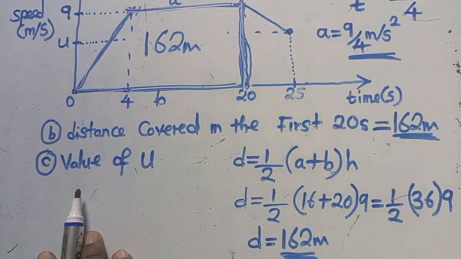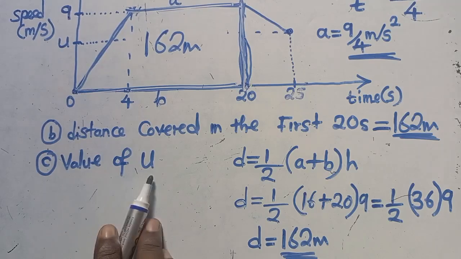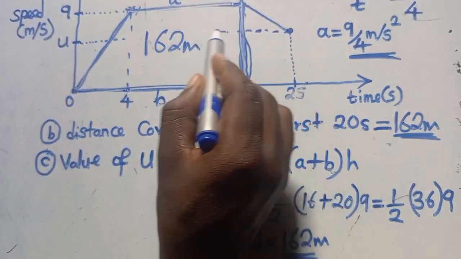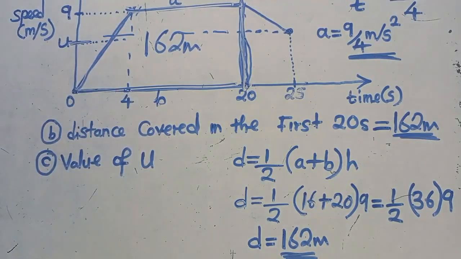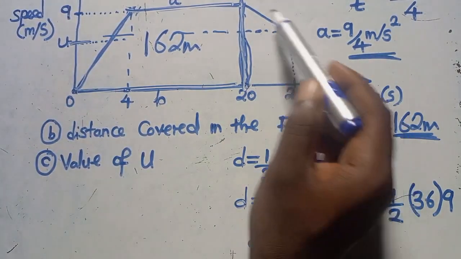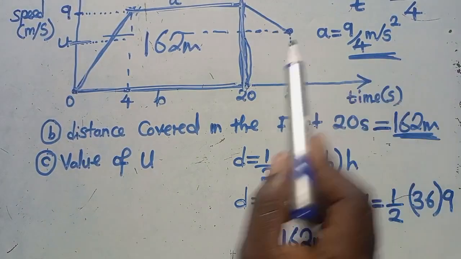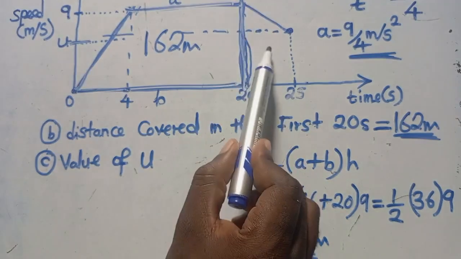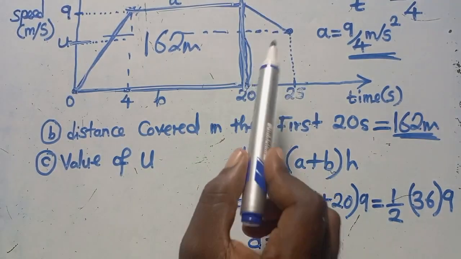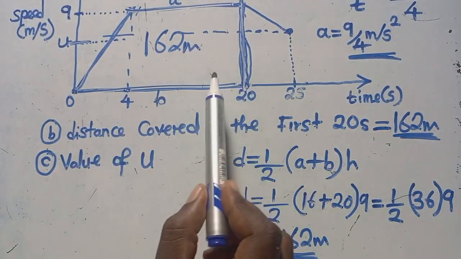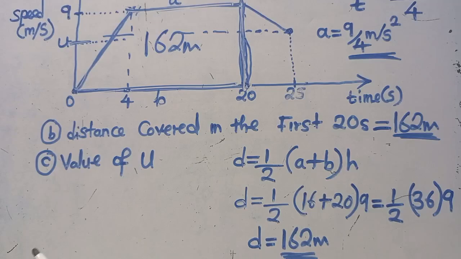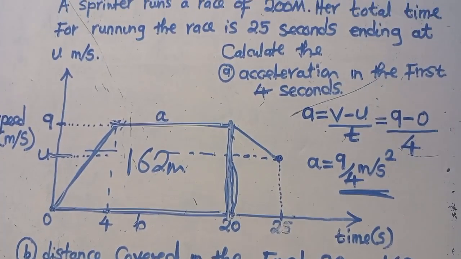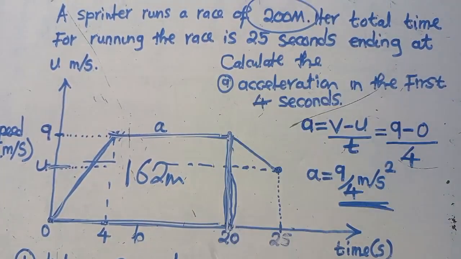I move now to this question. Find the value of u. I'm told to find the value of u. Looking at the shape that has remained there, that is a trapezium, isn't it? Since this is a trapezium, I'm told that the whole distance was what? 200. This is what I'm given in the question. The whole thing was 200.